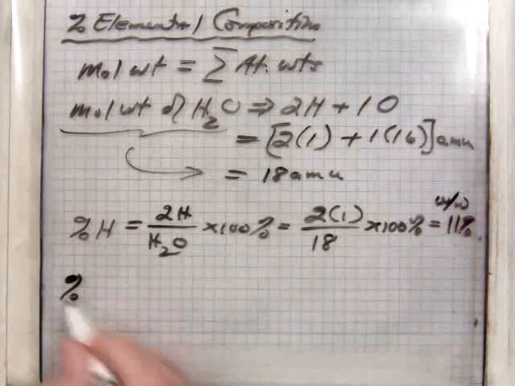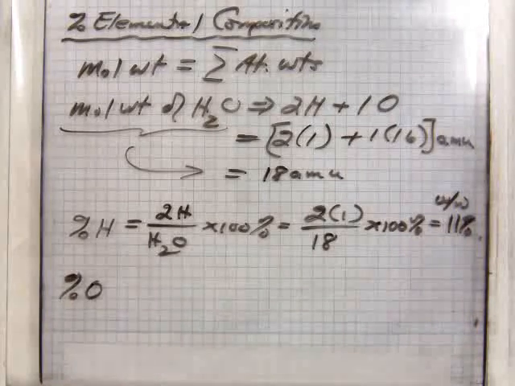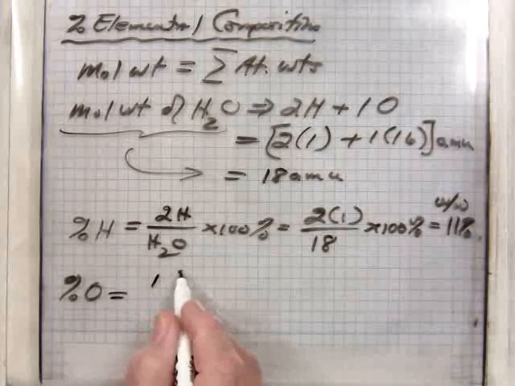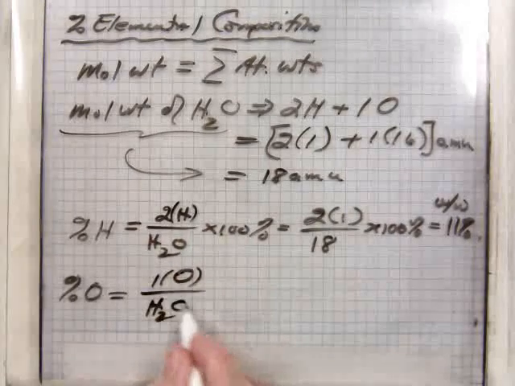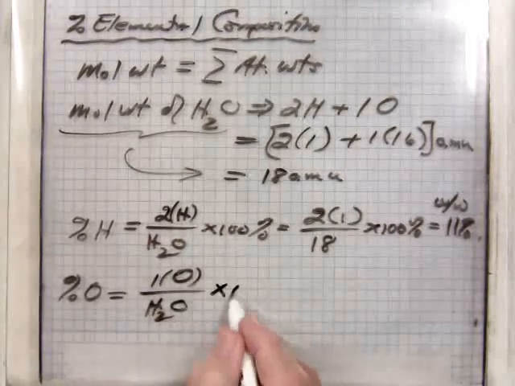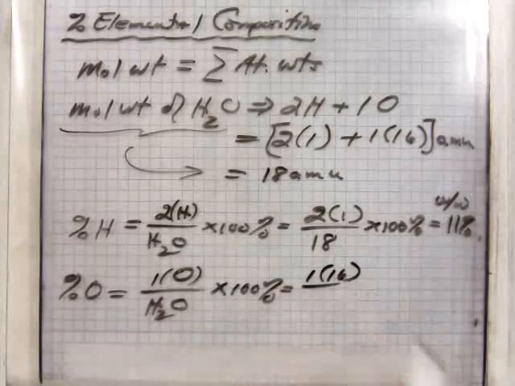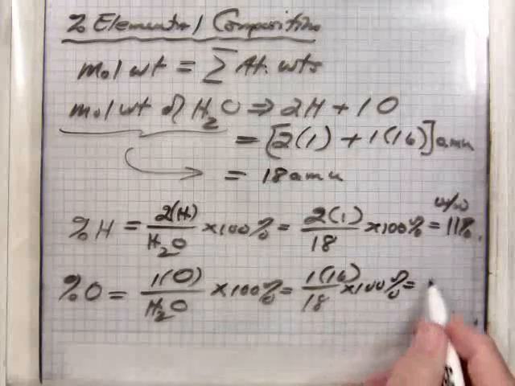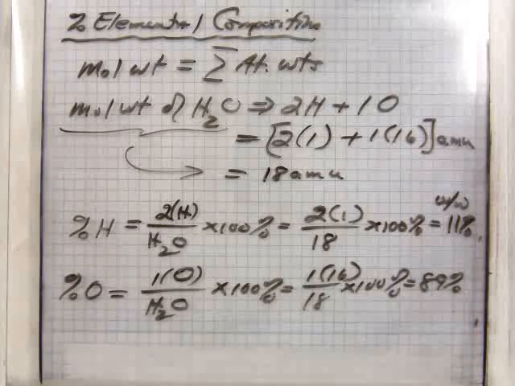And same way with oxygen. Now you can calculate the rest of this. The oxygen, 100 minus 11, gives you 89%. Or you can go 1 oxygen, I'll put parentheses to emphasize it, over the formula weight of whatever the compound is, times 100%. And that's 1 times 16 over 18 times 100%. And that's 89%. So that's just quickly giving you the method that is used to calculate percent compositions.